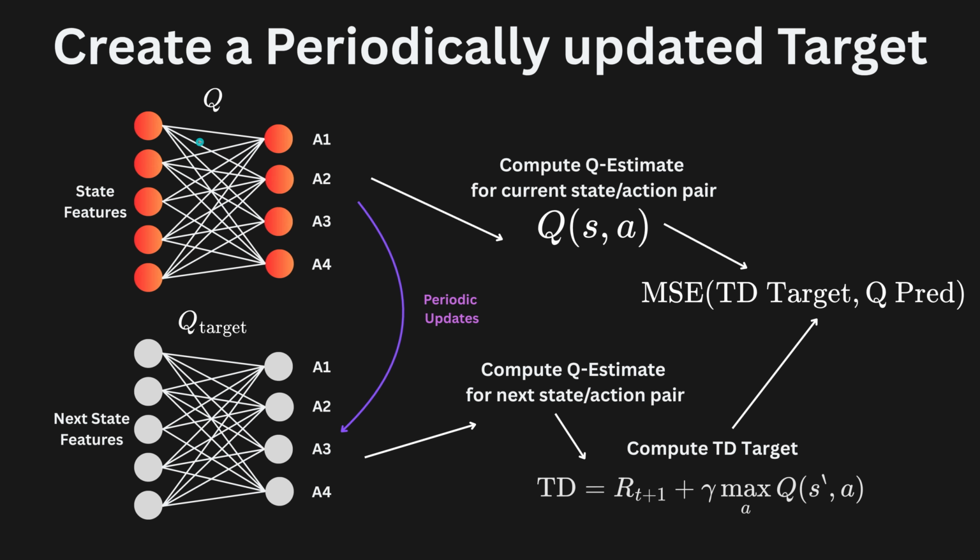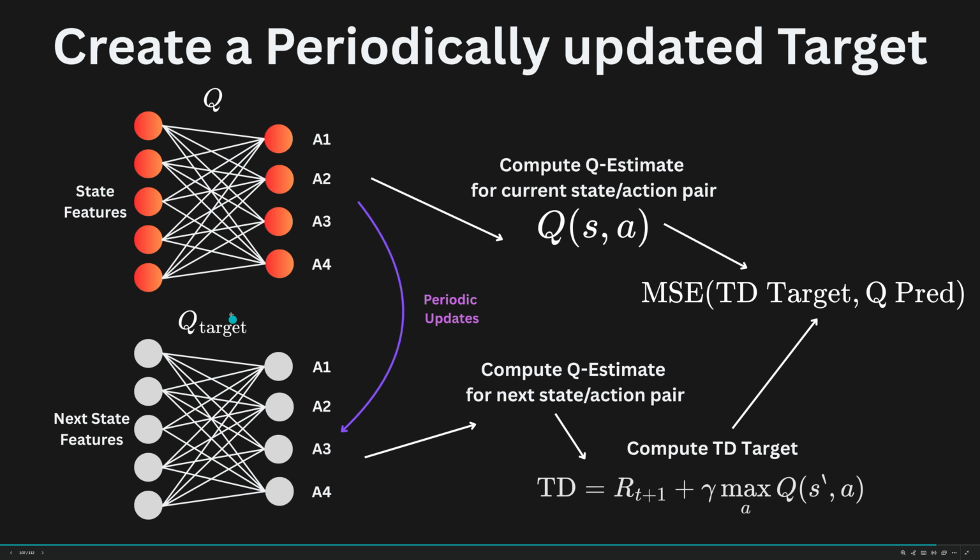We use our Q model to estimate for our current state action pair, right? So we pass in some states, we get our Q values for the different actions, and there we go. On the other hand, the Q target looked at our next states features, right? Next states, and it produced some Q values for the different actions of the next state. And we used this to compute our TD target.